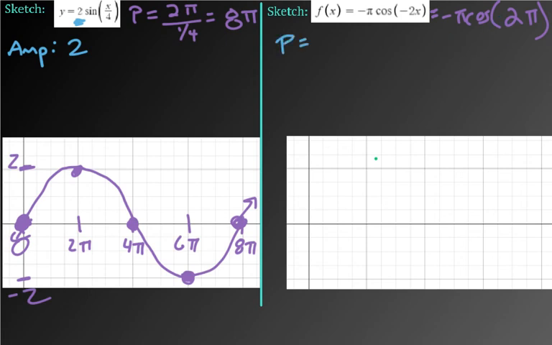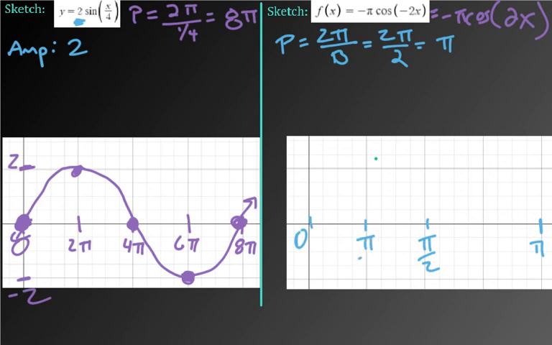So now, same kind of thing as the last problem. The period is 2 pi over b. b in this case is 2, and so the period is pi. And so 1, 2, 3, 4. So this is pi, then that's my 0. This is pi over 2.